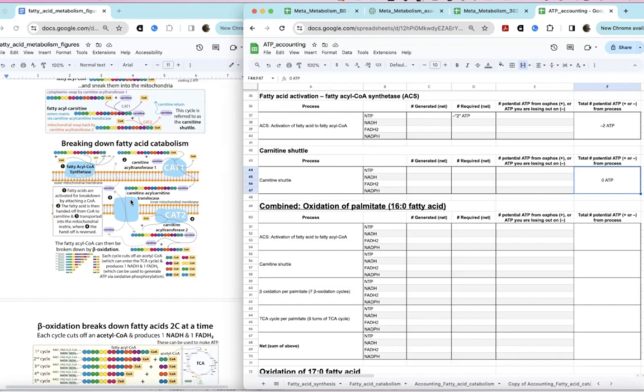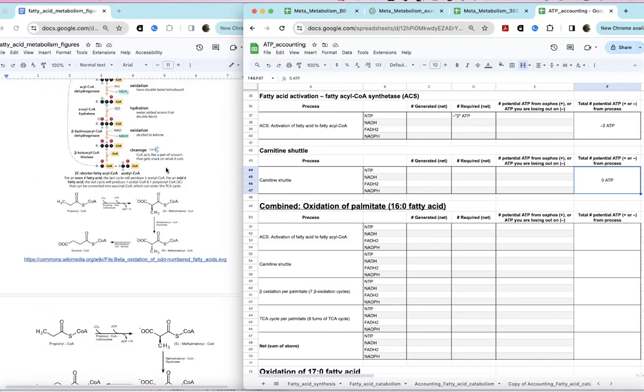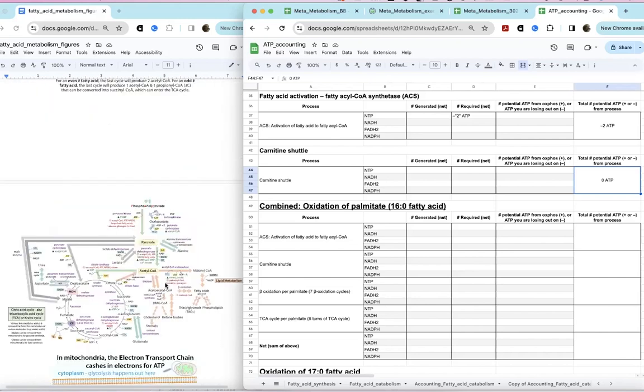And then you can't break it down unless you actually bring it in. The key regulatory step of this is this CAT1, this carnitine acyltransferase 1, that does a swap from the fatty acyl-CoA to the fatty acyl-carnitine in your outer mitochondrial membrane. This enzyme is actually inhibited by malonyl-CoA. Malonyl-CoA was basically one of the products of fatty acid synthesis. So one of the intermediates of fatty acid synthesis is malonyl-CoA.